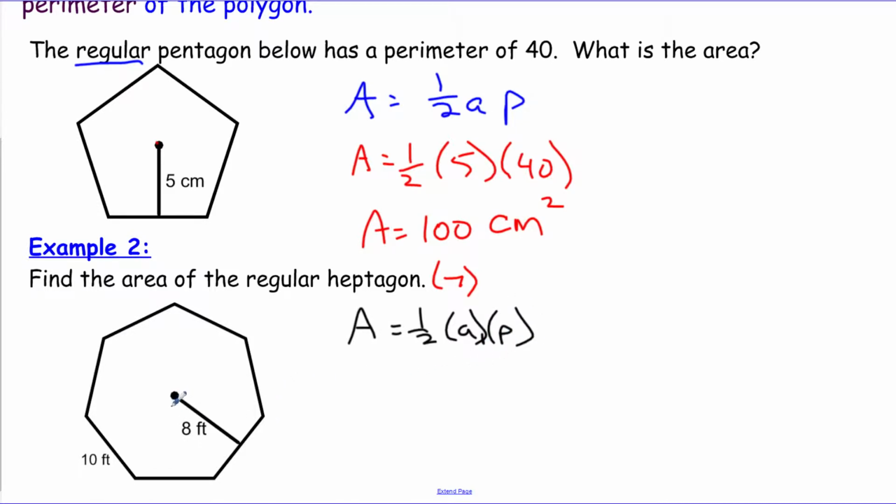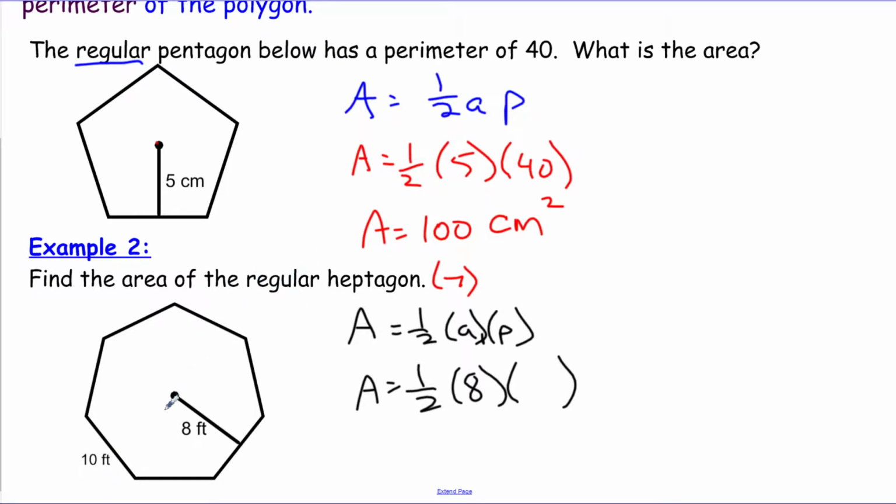And I see, again, there's an apothem. 8 is going from the center of the heptagon to the center of a side. So I'm going to say 1/2, that's an apothem, so we'll call it 8. And in this case, I don't have the perimeter. They didn't give me that statement. What they gave me instead was, how long is one side? Well, one side is worth 10.